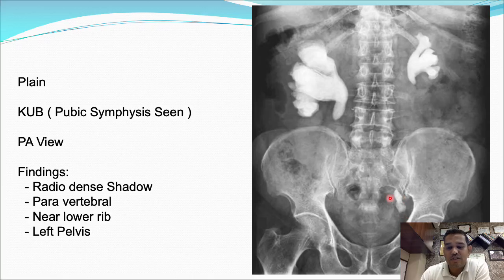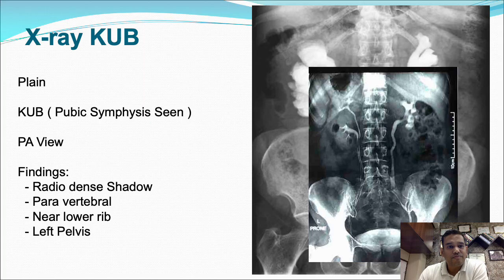So the diagnosis is, it's a plain X-ray of the KUB region because you see the pubic symphysis, and a PA view. Mind it, you always take a KUB region X-ray in a PA view. And there are radio dense shadows that are perivertebral in location near the lower rib and in the renal pelvis. So it's a condition called as the X-ray KUB region.